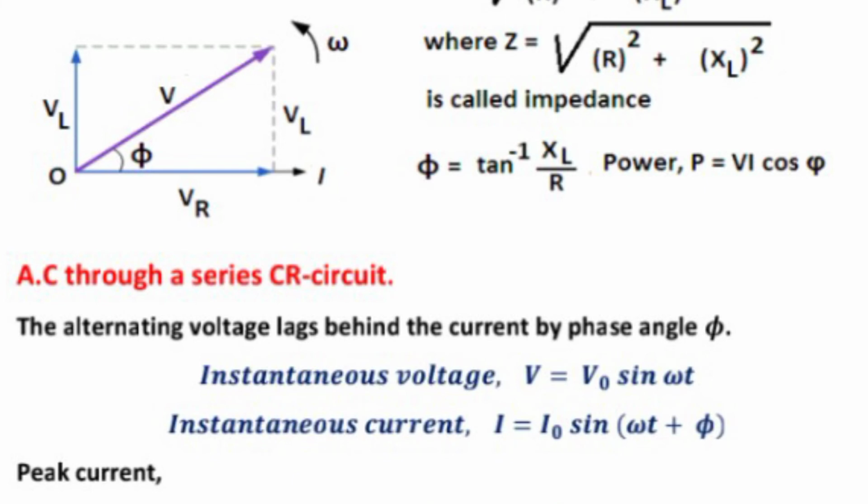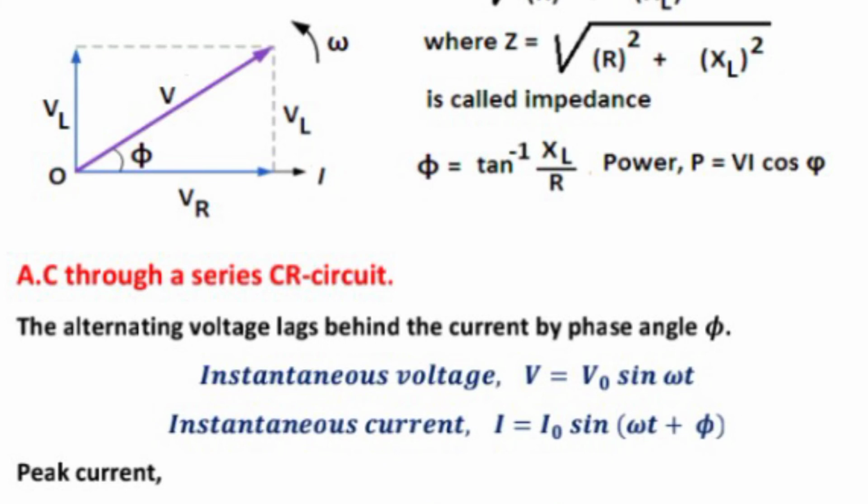AC through a series CR circuit. The alternating voltage lags behind the current by phase angle phi.